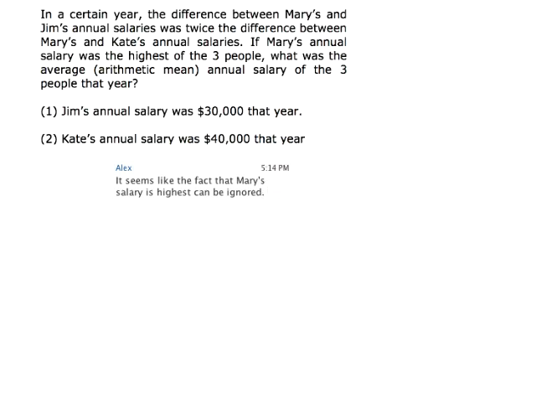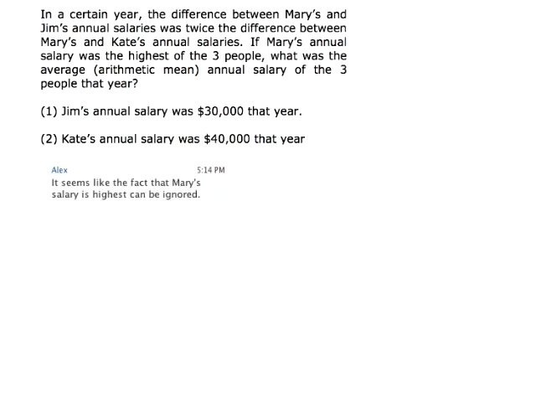Let's go ahead and investigate that. So Alex says, seems like the fact that Mary's salary is highest can be ignored. So I like what Alex is doing here. When you review the problems, it's actually good to think about what happens if you tweak them in these kinds of ways. So it's a good idea to think about what happens when you tweak data sufficiency problems in particular.